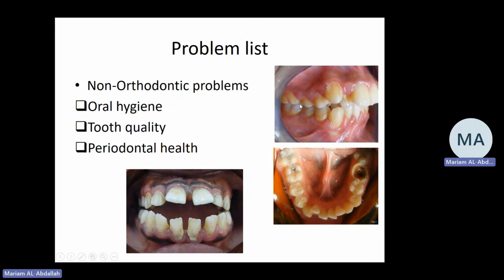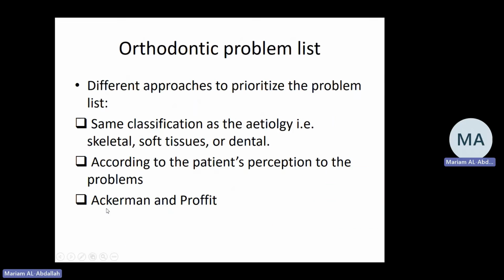Right, so this is an example of a patient with poor oral hygiene, plaque accumulation. So this should be part of my non-orthodontic problems. As you can see here, badly destructed lower left 6, active caries on the lower right 6, gingival recession, plaque accumulation, poor. So all these should be part of my non-orthodontic problem list. And then we come to our orthodontic problem list, right? How do I organize this list? There are 3 different ways to do it.